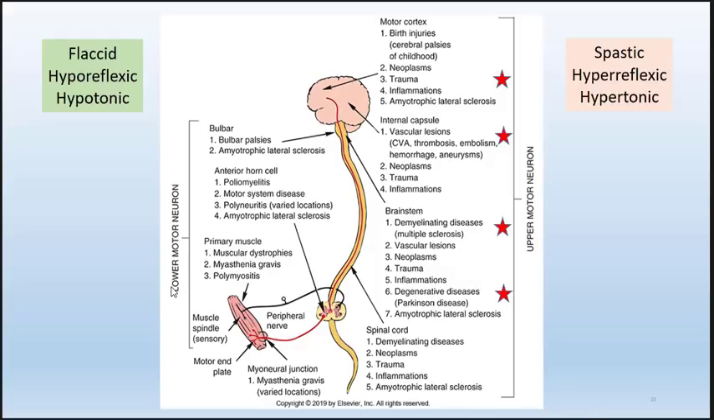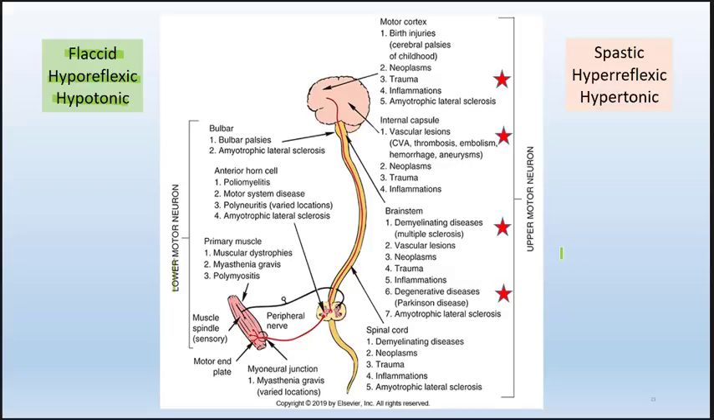But with a lower motor neuron injury, what you'll more frequently see would be flaccid muscles. The muscles are very weak. They don't show much tone, hypotonic, and hyporeflexive, meaning that these individuals will present with underactive or under-responsive reflexes when they're tested with, let's say, a reflex hammer.